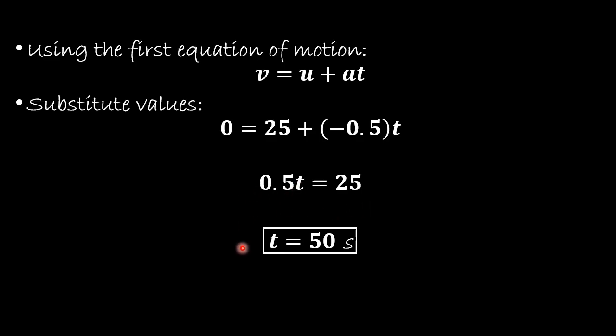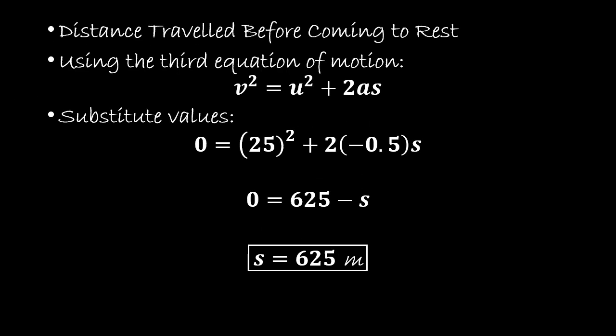And if you divide both sides by 0.5, 25 divided by 0.5, or 25 divided by half, is equal to 50. Well, it's the same as 25 times, if you reciprocate it, 25 times 2, giving you 50 seconds. So our next one says you should find the distance traveled before coming to rest.